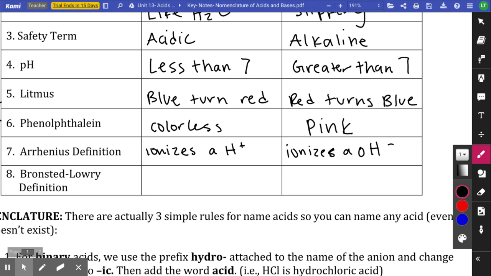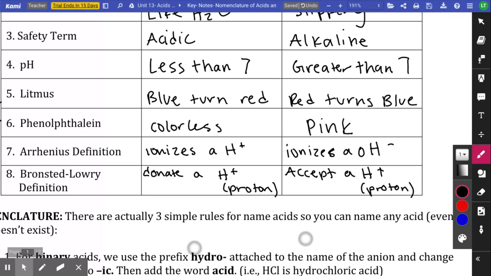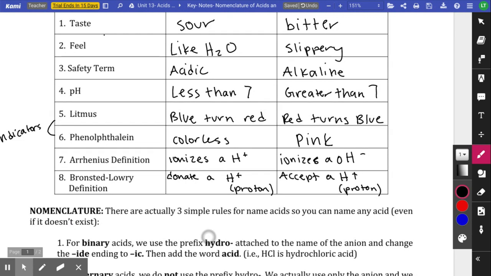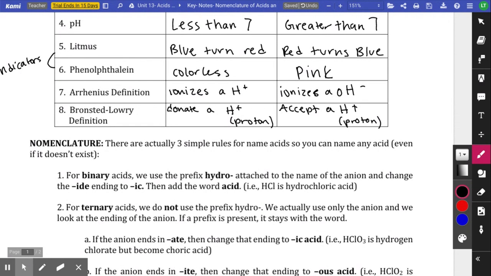Our next definition is the Bronsted-Lowry definition. And in that definition, our acids are going to donate a hydrogen. You'll also see it called a proton. So donate a proton, whereas bases are going to accept a proton or a hydrogen. So we'll look at those next week. You guys will talk through them. So don't worry too much about what does that mean, because we will go through those next week and we're not going to test you guys over any of the rules yet for that.